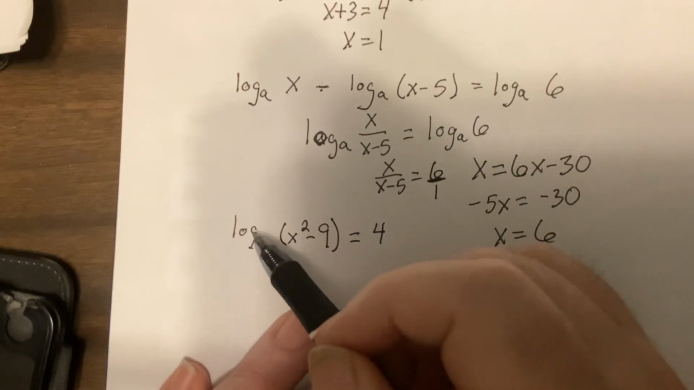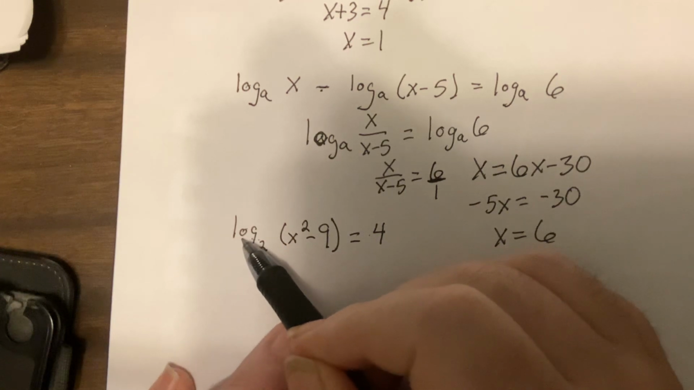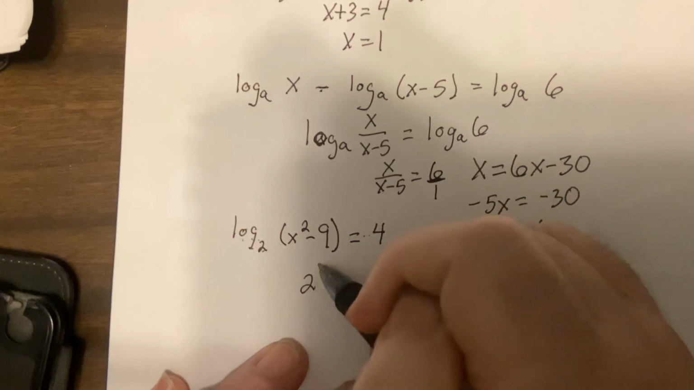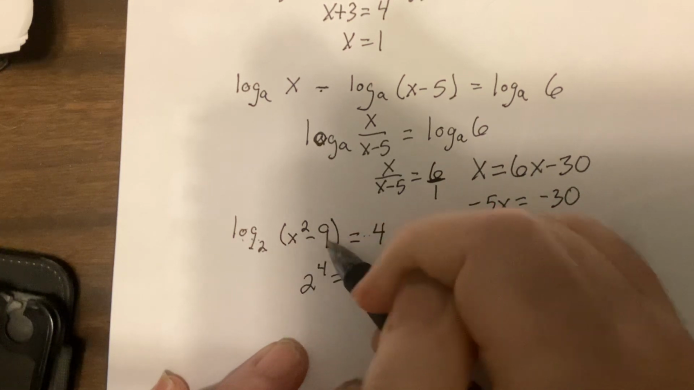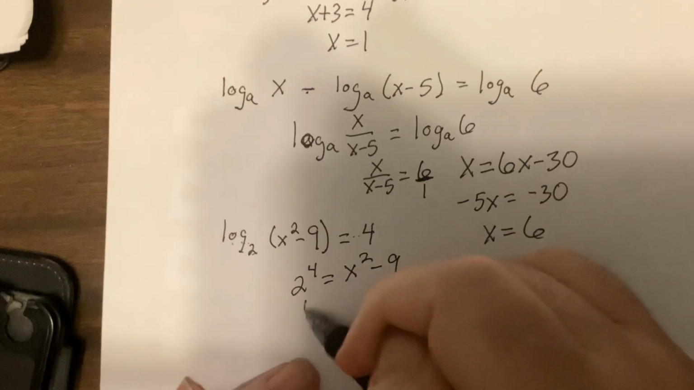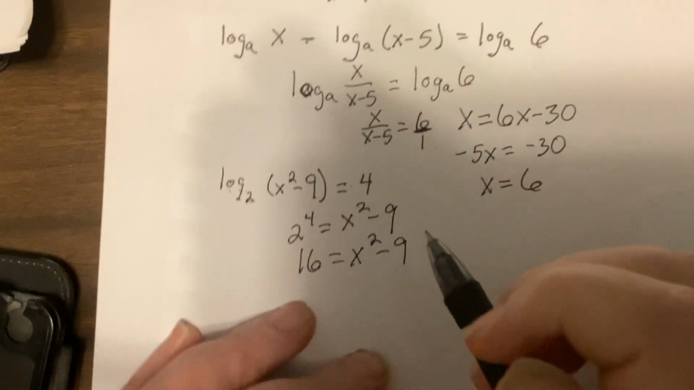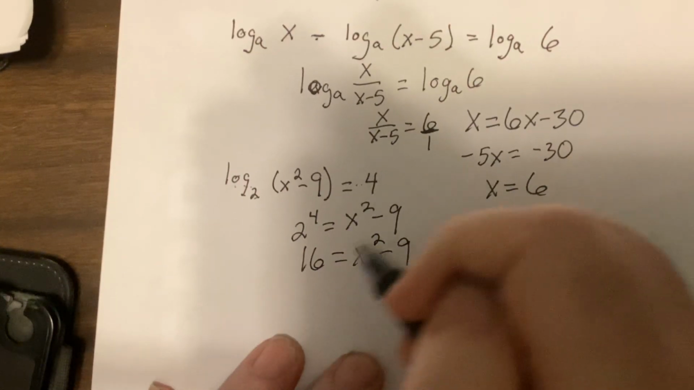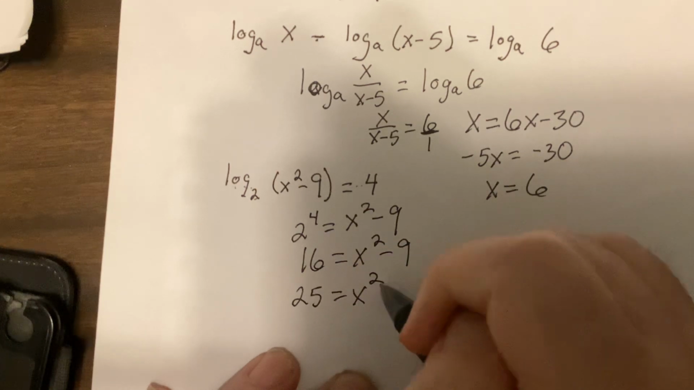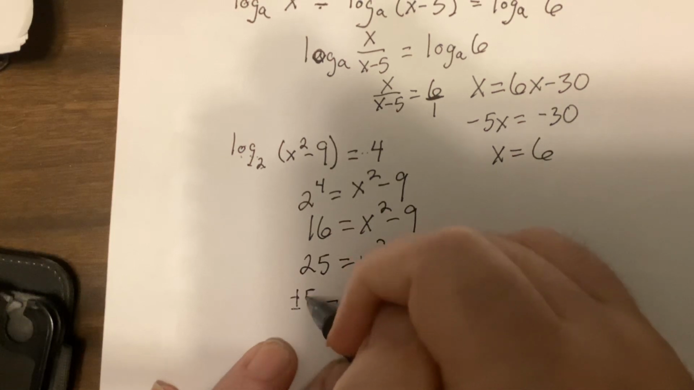Now, when I only have one logarithm, not on both sides, but just one of them, you rewrite it as an exponential. 2 to the 4th equals x squared minus 9. So 16 equals x squared minus 9. Add 9. Square root both sides, so x equals plus or minus 5.